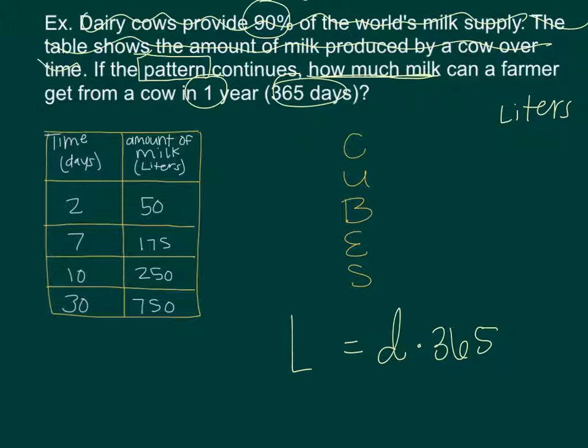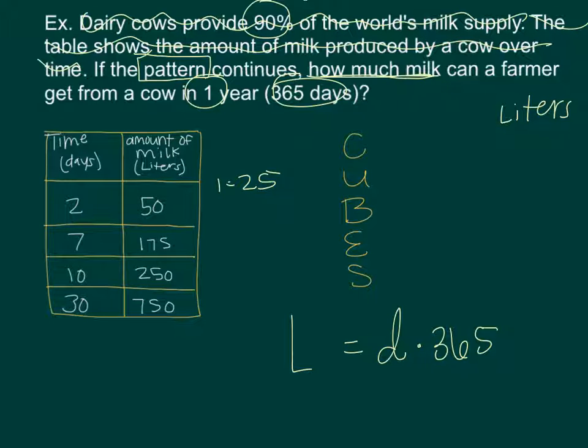Is that good? I just kind of wrote variables there. So looking at our table, in 2 days the cow produces 50 liters. So in my mind, I think for 1 day, let's divide it in half. In 1 day, the cow probably produces 25 liters. Does that make sense for the rest of this table?